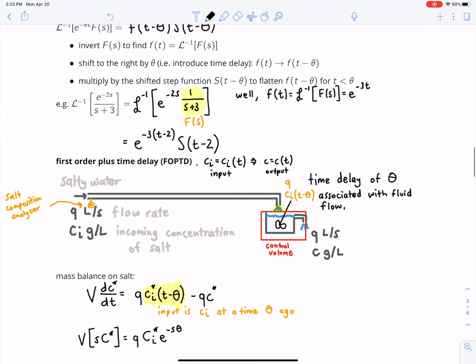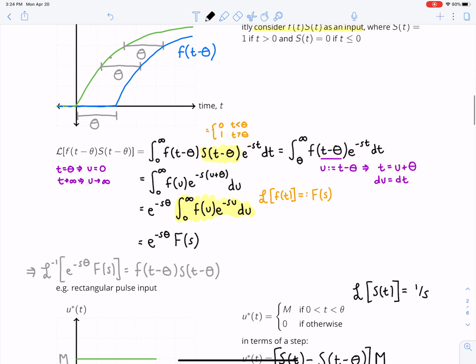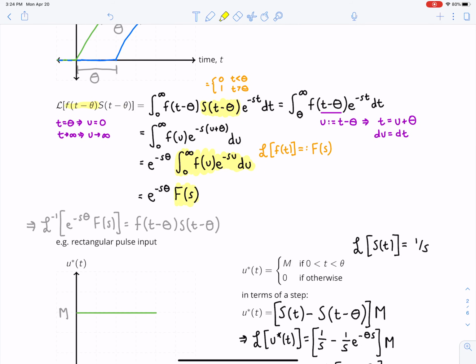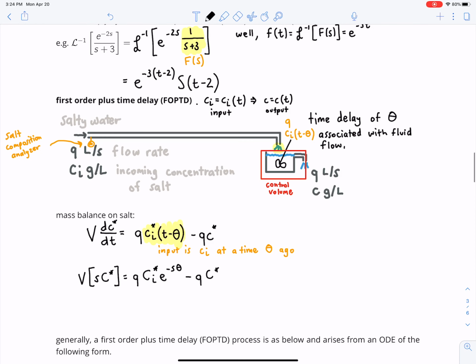So what we've done is we've taken the Laplace transform of a function that's shifted to the right. And what we get is the Laplace transform of that function without the shift times e to the minus s theta. And that's exactly what we have down here. We have the Laplace transform of the function without the shift times the time delay, e to the minus s theta. Okay, minus Q C star. And so Q here is constant, okay? Q constant.